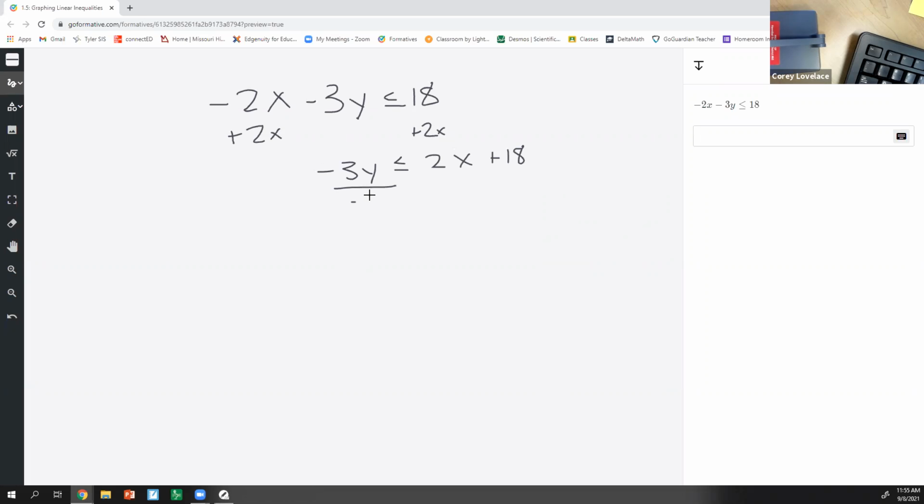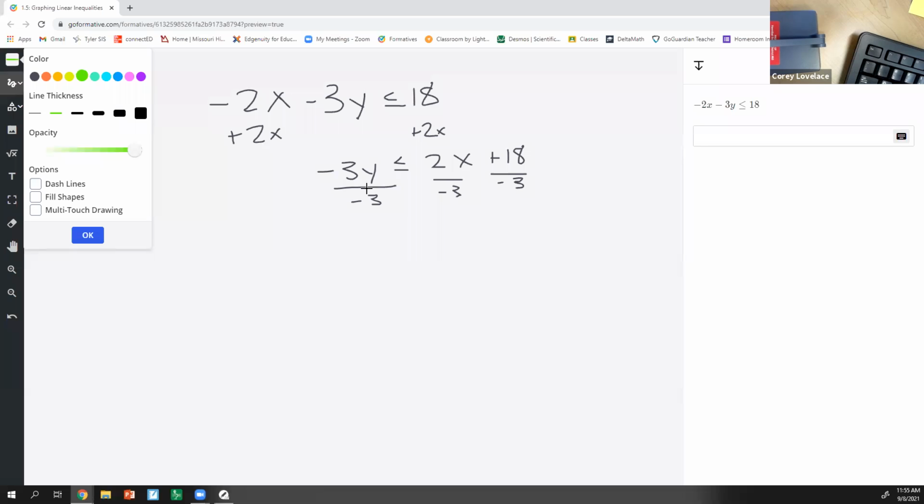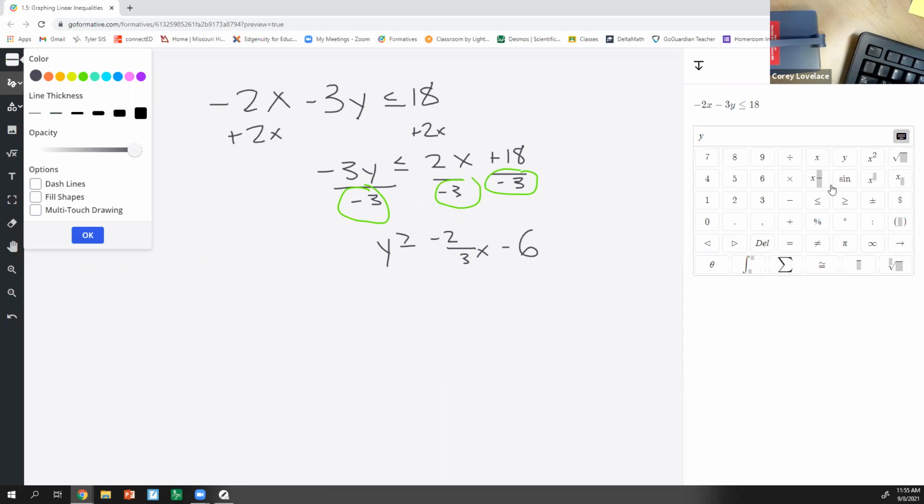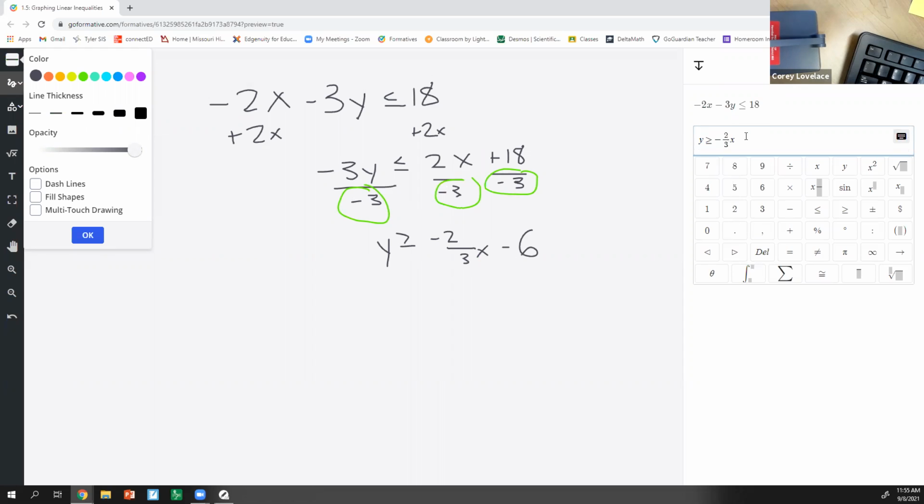And then in this step, when we divide by negative 3, that rule that I just mentioned comes into play. So since the number that we're dividing by is a negative number, I'm going to switch the sign. So it's y is now greater than or equal to negative 2/3 x minus 6. So again, whenever you multiply or divide by a negative, the inequality symbol has to get flipped around. So we do y, click the box, greater than or equal to negative 2/3 x minus 6. And that one's done.